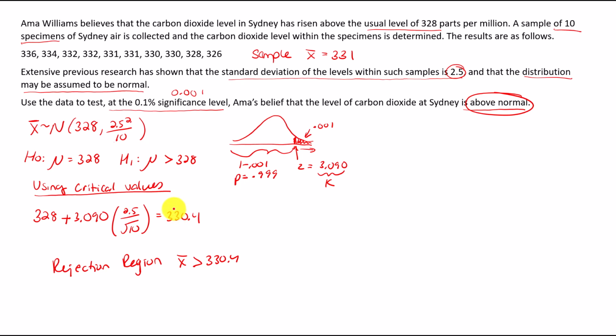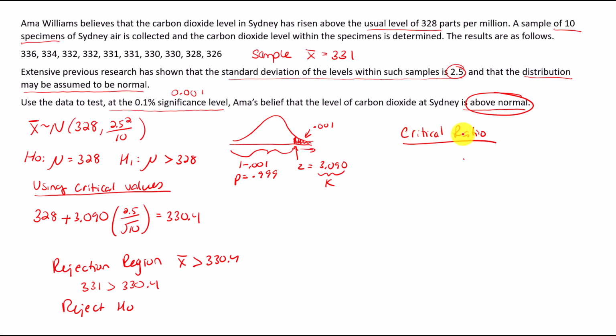So my rejection region is when the sample mean is greater than, because of this, 330.4 that we found. So if my sample mean is greater than 330.4, we would reject the null. And so our sample mean was 331. So 331 is indeed greater than 330.4. So we would reject the null and say that there is evidence at 0.1% significance level that the carbon dioxide level is above normal. Okay, so that's how we do it with critical values. Now we're going to do it with critical ratios.